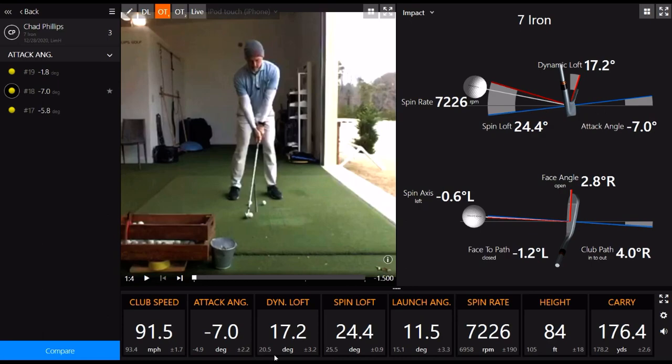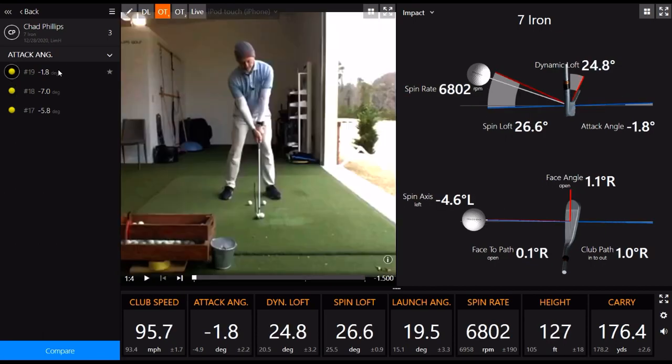On my low shot, it shifted to 7 degrees. So I'm actually hitting down more, and this does drag the ball out of the sky. And then my last one was the high shot. I'm actually hitting down the least. I'm hitting down 1.8 degrees.